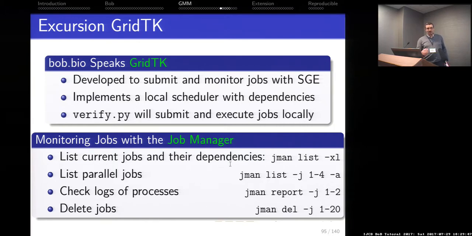And you can also list parallel jobs, where J is the job index, which usually starts at 1 when you submit the first one. And then if you say -A, it will also show you the parallel jobs, and what is currently executed and so on. You can check the logs of the processes by saying jman report, again with the job name. And these jobs are stored in an SQL database. So when you say jman del or delete, then you delete these jobs so that the database doesn't run over.